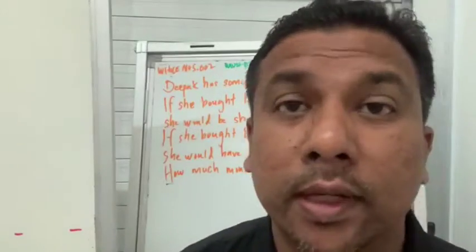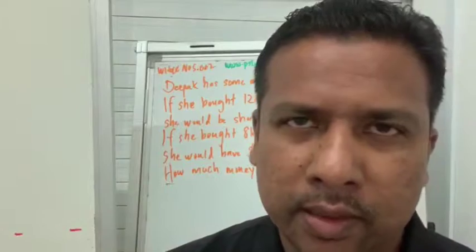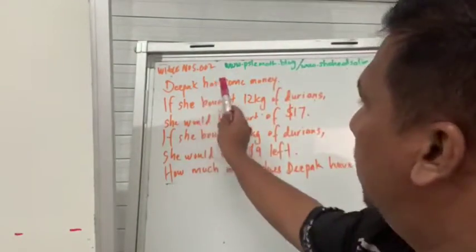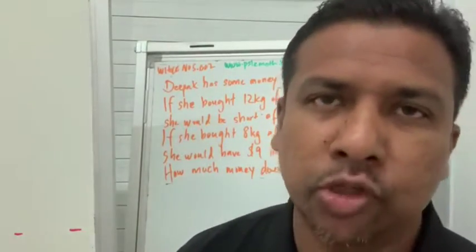The whole numbers question number two. Here we go. You read the question first. Read to understand, sentence by sentence. All right, here we go. Deepak has some money. How much money? We don't know. We don't know how much money Deepak has, but she has some money.